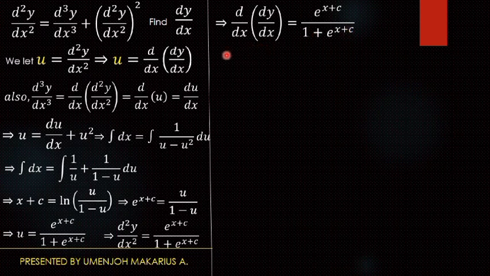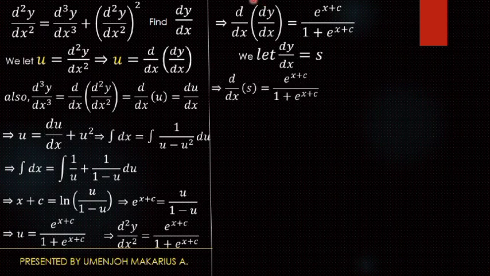At this point, it will be good for us to do another substitution. In this case, we are going to let our dy by dx be equal to s. You can let it be h, m, and so on. Any free variable you can use, guys. You can still let it be lambda. It's up to you. If we let dy by dx be equal to s, that implies, if we put back the s here, we are simply going to have ds by dx equal to e raised to the power x plus c, all over 1 plus e raised to the power x plus c.